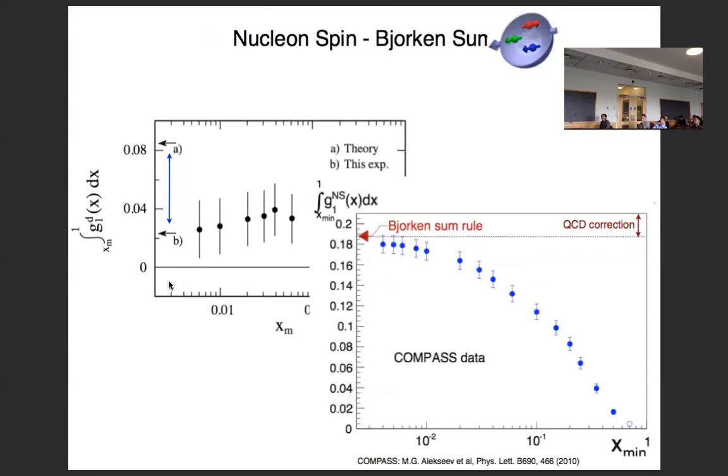Maybe more modern data. This is from 2010, the accumulation of COMPASS data, and you really see that the precision has gone up tremendously in that data. Quite an impressive data set, it has actually reached the level now where the experimental uncertainties are about as large as the leading order QCD correction on the Bjorken sum. So by now it's maybe no longer purely about the overall normalization, but also about the running in some sense.